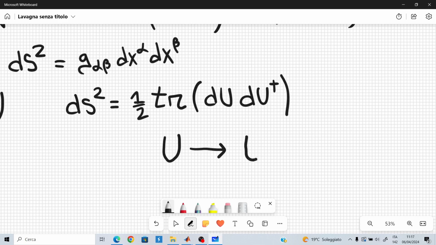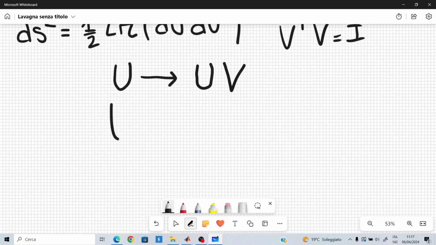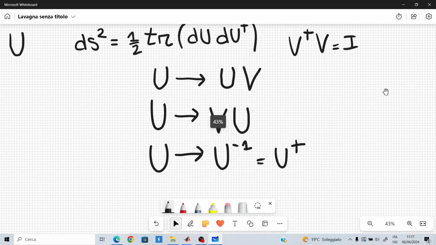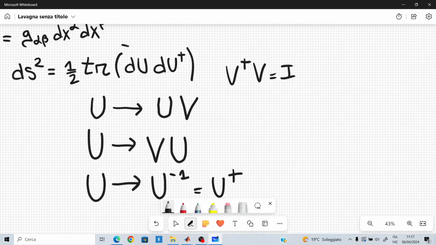So we can do U goes to UV, where V is another unitary matrix, so it satisfies V dagger V equal to the identity. But we could also transform U like this: we take V on the left and apply it to U, or we can also transform U like this. It goes to U inverse. Now in this case, U inverse is equal to U dagger. Now you can easily show that this trace will remain the same, so it is invariant if U undergoes the following transformations.